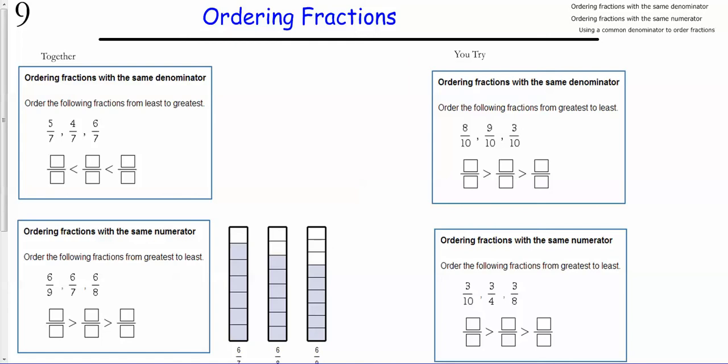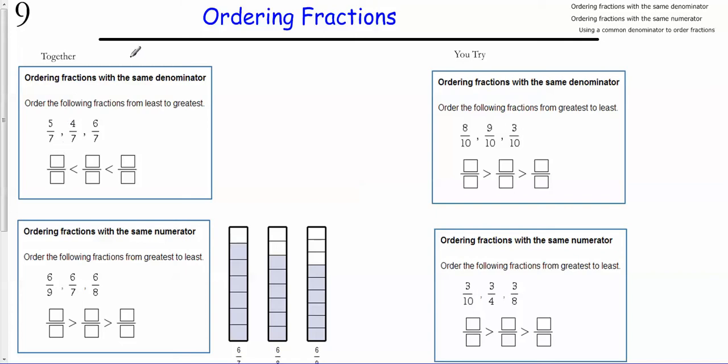Here we have ordering fractions, lesson number 9. Now, here we have ordering fractions with the same denominator, and then we're going to have ordering fractions with the same numerator. Now, if we think of it, the denominator is easier because this is my pizzas cut into 7 pieces.